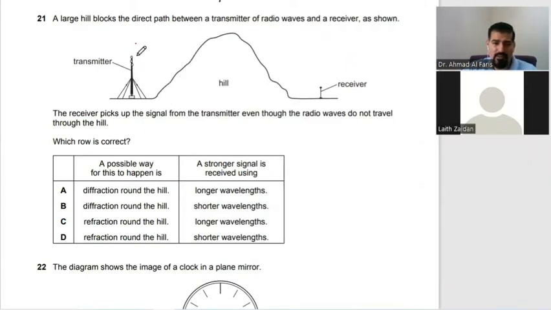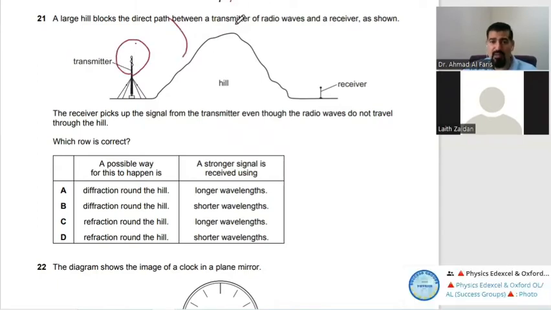Now we know that the radio waves don't curve. They keep moving in a straight line, right? But what they do here, as they move, I'm talking about radio waves, that means they have very long wavelength. For example, this is the wavelength. What they do?